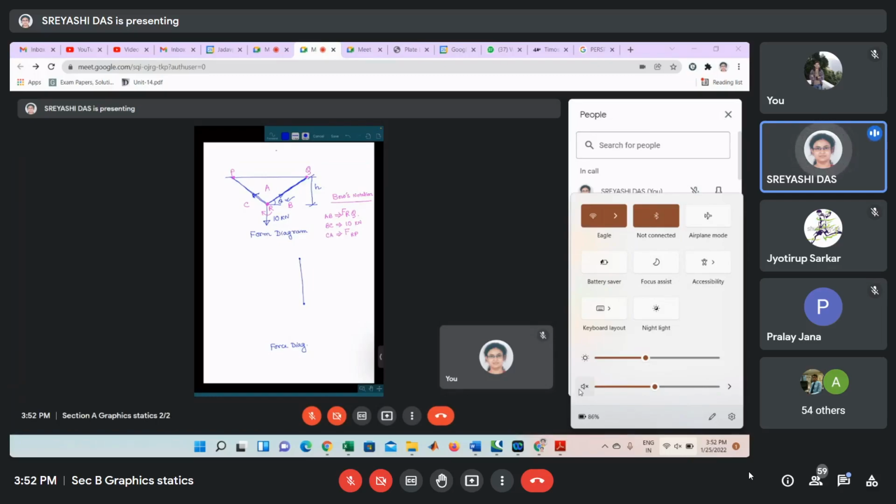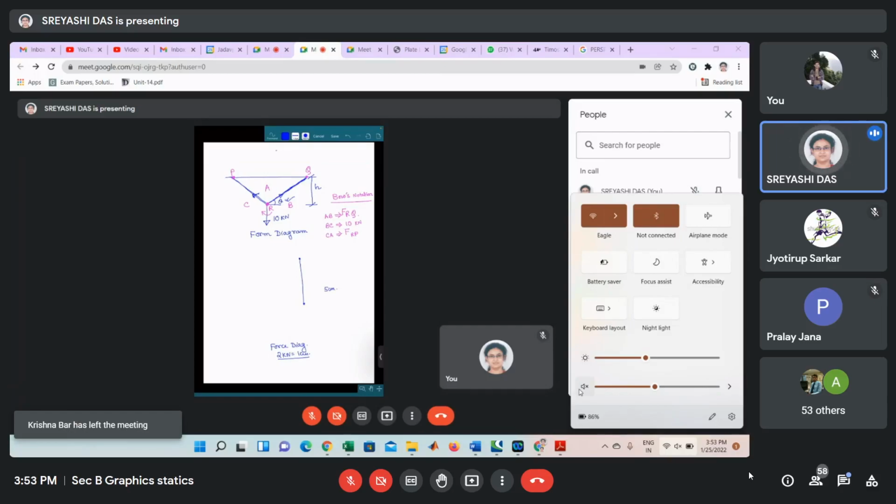Suppose this is our 5 centimeter. We have to give some scale here in the force diagram. Suppose 2 kilonewton is equal to 1 centimeter, or 1 centimeter is equal to 2 kilonewton. So let us use this scale. Suppose this is 5 centimeter, so that means it is denoting the 10 kilonewton force.